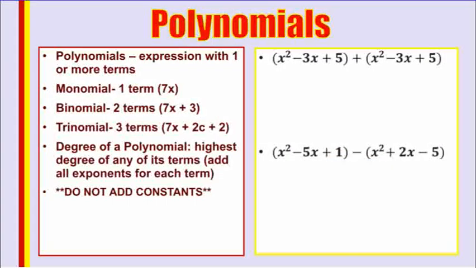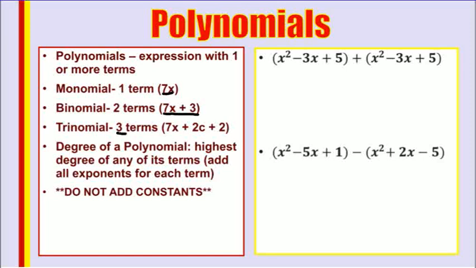Second part of our lesson is working with polynomials. A polynomial is an expression with one or more terms. So we have monomials, which have one term. An example of that would be 7x. A binomial has 2 terms, so 7x plus 3. The terms are separated by plus and minus signs.